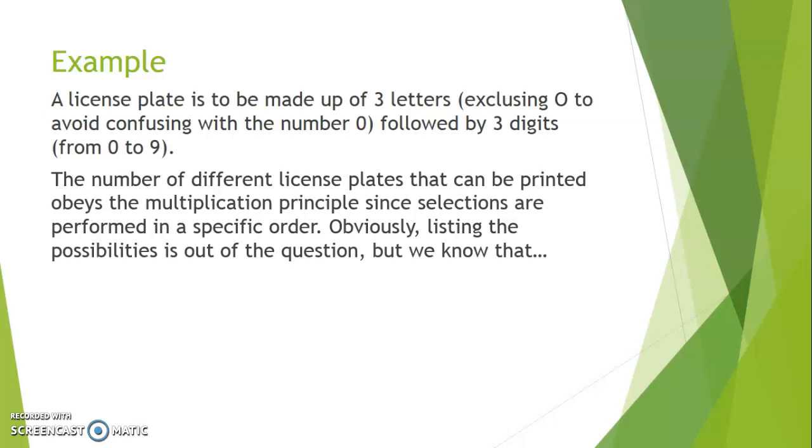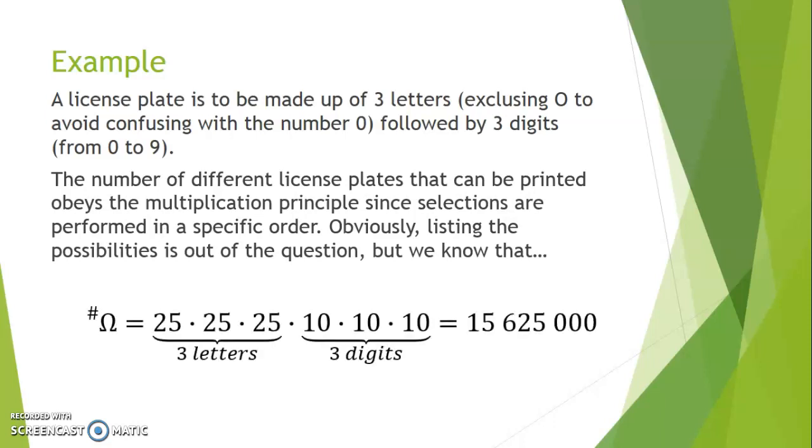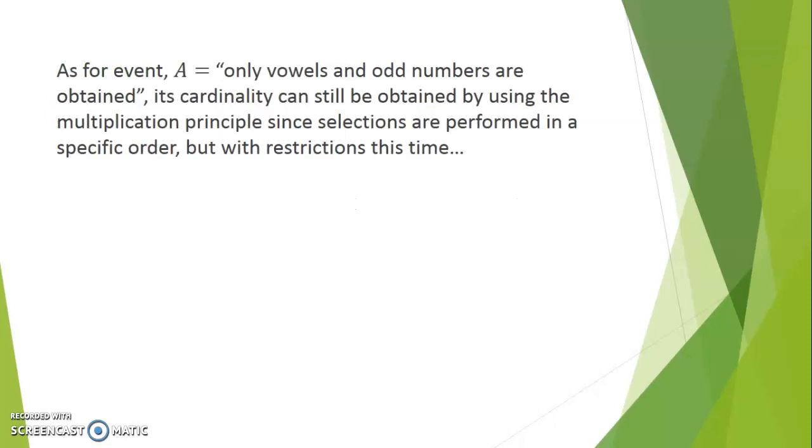Obviously, listing the possibilities is out of the question, but we do know that there will be a lot of them. You have 25 letters to pick from for all 3 positions where the letters will be placed. Because they are placed in a specific order, the multiplication principle occurs. Then there are 3 spots to fill with digits. And in each of these spots, we have 10 choices. Again, because this is done in a specific order, 10 times 10 times 10, the multiplication principle is used.